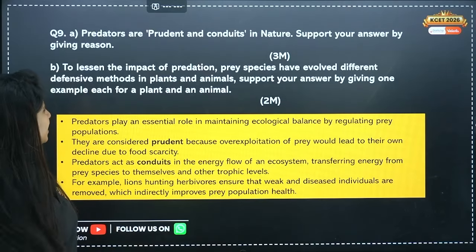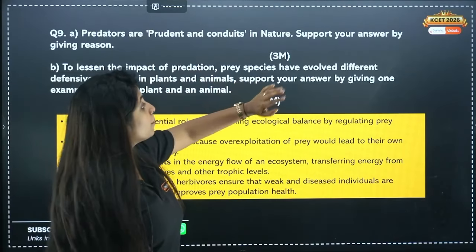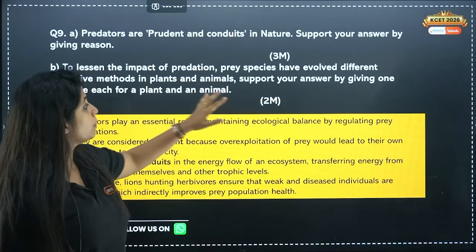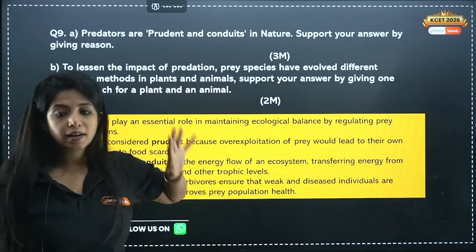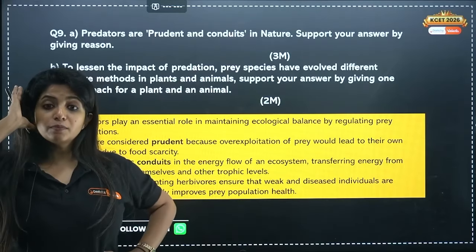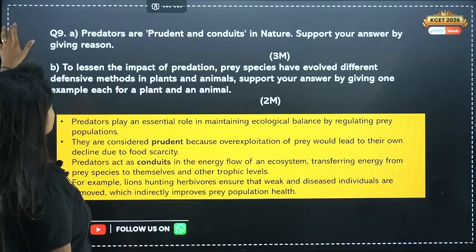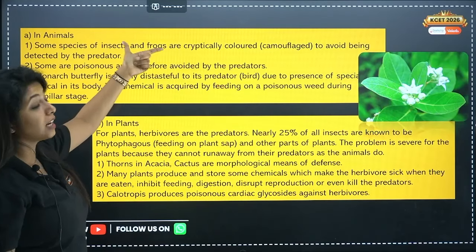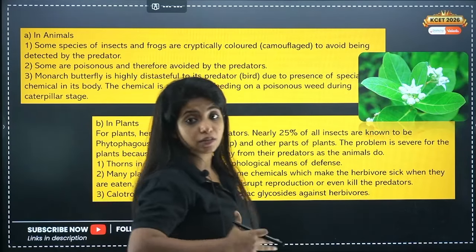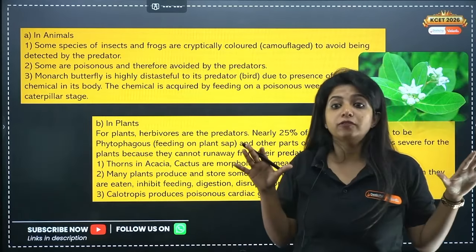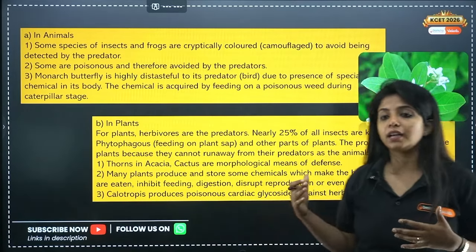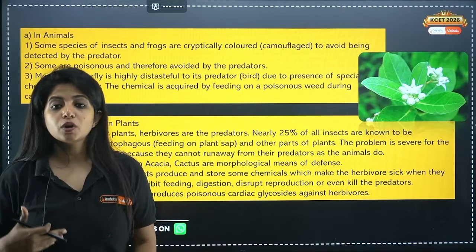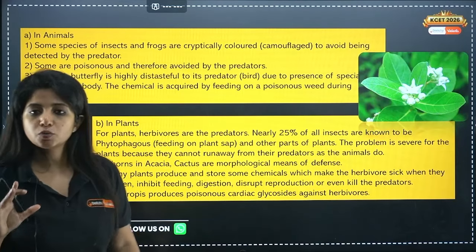Now, to lessen the impact of predation, prey species have evolved different defensive mechanisms in plants and animals. Support your answer by giving one example each for a plant and an animal. So we should know examples for both plants and animals. In animals, such as insects and frogs, they are cryptically colored. This is a defense mechanism: they camouflage. For example, if I color myself black and stand near something black, will I be visible? No, because I am camouflaging, and no one can spot me easily.